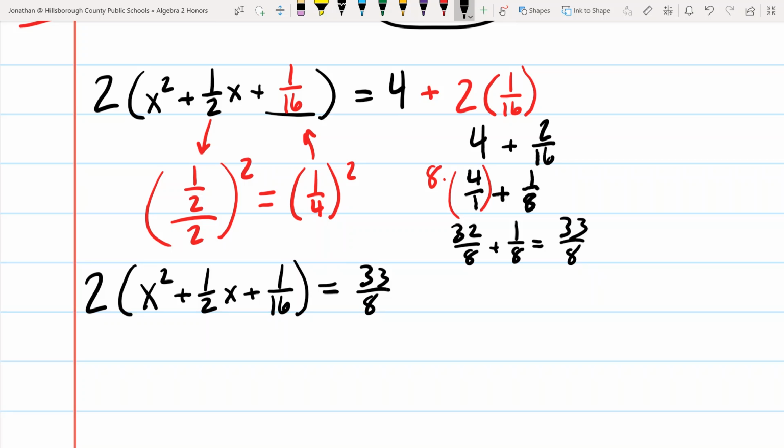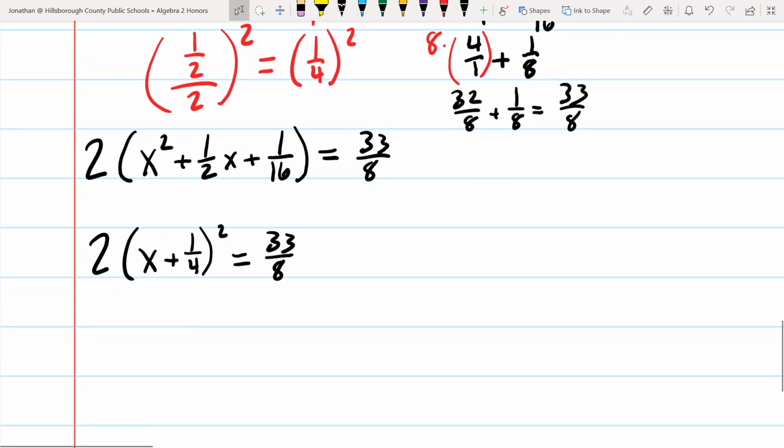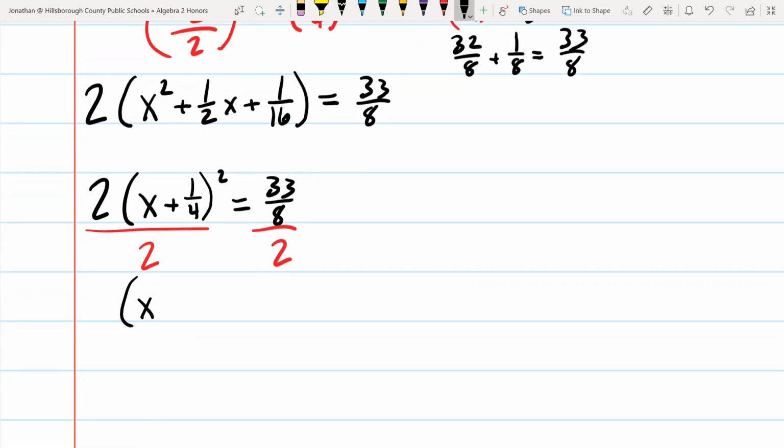But that's okay. To perfect square form, the idea stays the same. X plus, divide this 1/2 by 2, that's 1/4 squared, equals 33 over 8. All right, now we're going to solve. Start by dividing by 2. Again, when you divide a fraction by 2, you just double the base, because that's the same as multiplying by 1/2. So 33 over 16. Take the root of both sides.